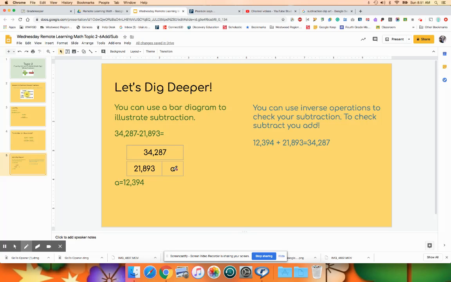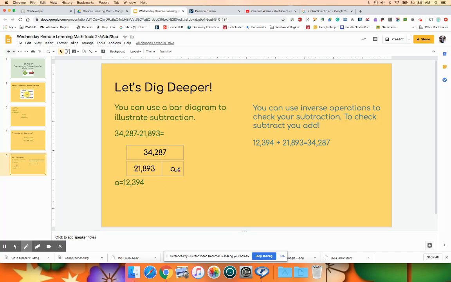Okay, so the representation here of 34,287 minus 21,893 looks like this. So it's actually sort of like two bars. The one bar that represents the total, the bar underneath is split in two. We know one part of it, but we don't know the other part of it, right? And so that's what it would look like. And so the representation shows 34,287 minus 21,893, which equals 12,394. So A would be here.